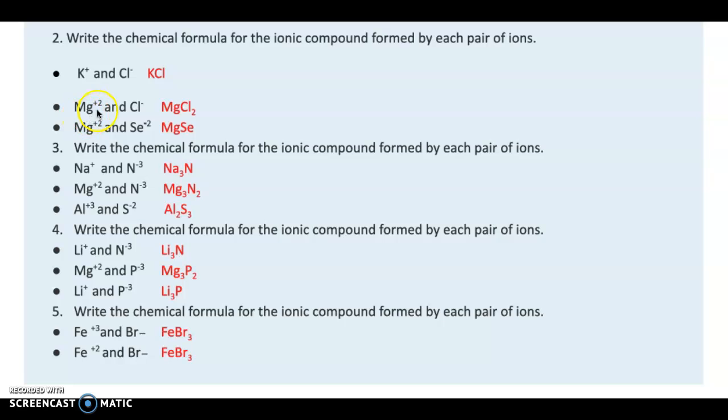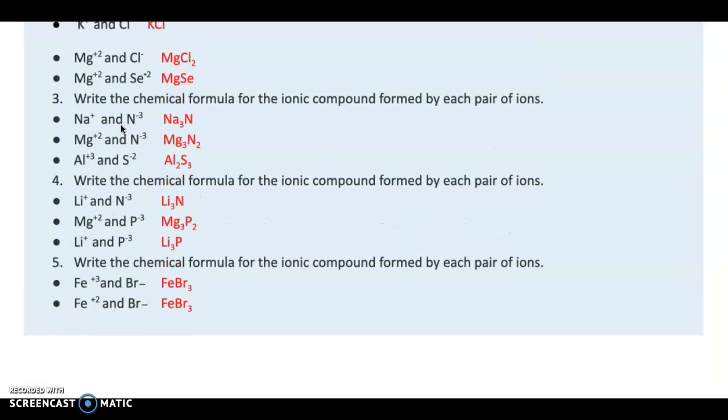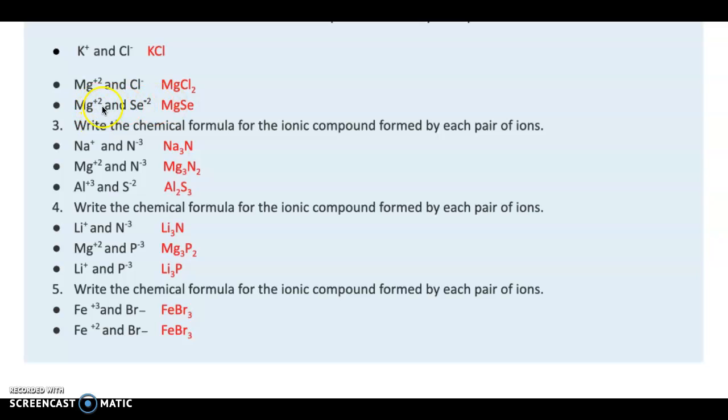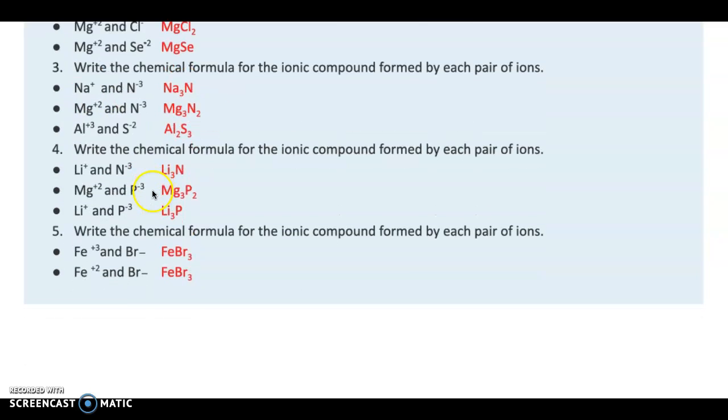Over here we have magnesium that needs 2 chlorides. And here you go, you have magnesium chloride. Next one is magnesium and selenium. So magnesium has +2, selenium has -2. Remember, 2 identical numbers, magnesium and selenium. They will just cancel out these 2 numbers and we do not write them.